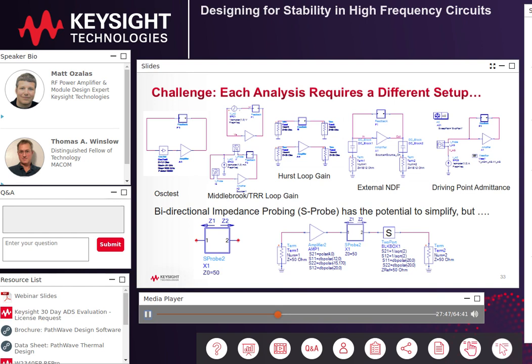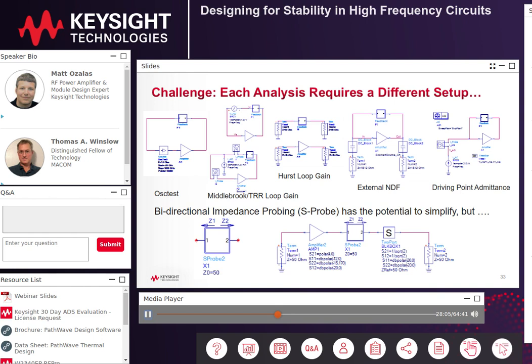Well, something like that has been in the tool for a long time. In ADS, this is called S-probe, and the output is actually the bidirectional reflection coefficients of the network. So in theory, you can insert this component in the loop and use the gammas to derive the impedances and admittances you want. But it's not very widely used today, and you might wonder why.